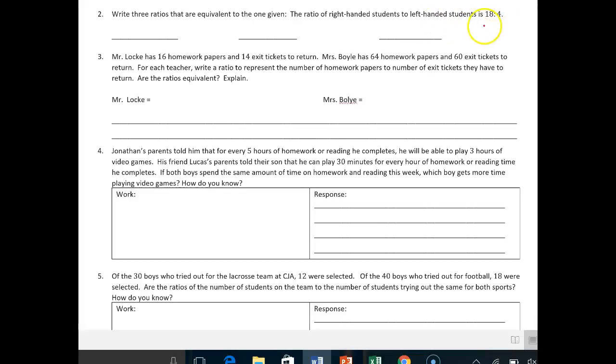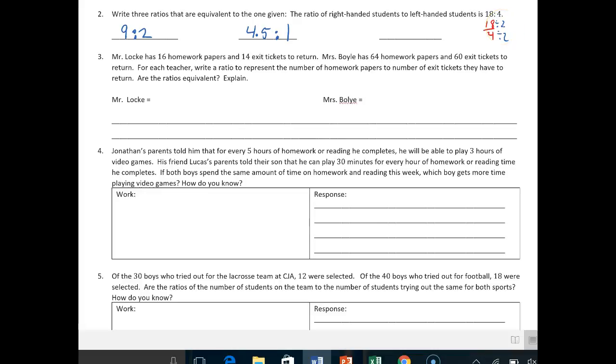So first of all, we can say, all right, let's write 18 over 4 as a fraction, and let's simplify it. So an equivalent ratio to 18 over 4 would be 9 to 2, right? What's another ratio? We can even break this down all the way down to dividing 9 over 2, right? And figuring out that that's 4.5 right-handed students for every 1 left-handed student. That's a little bit difficult because you can't have 4.5 humans, right?